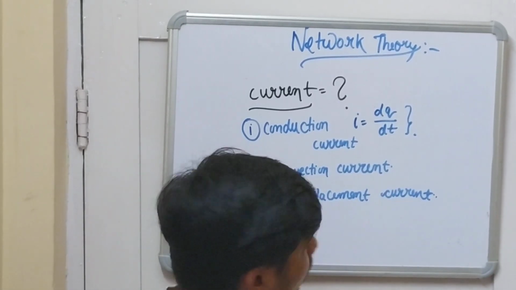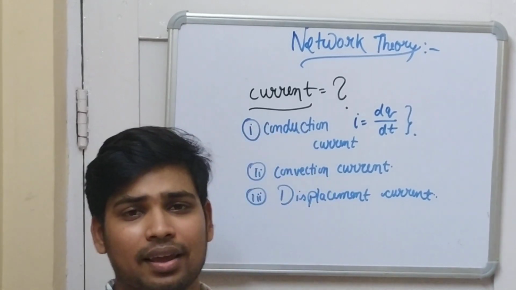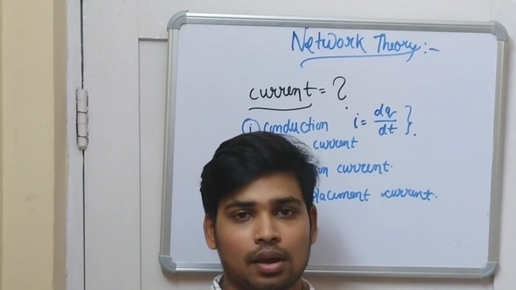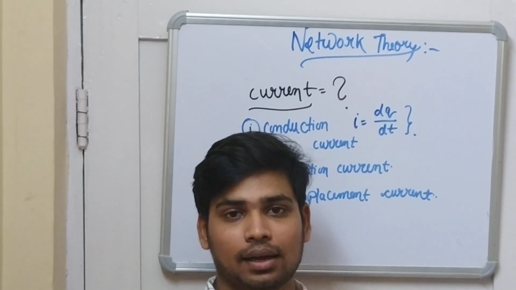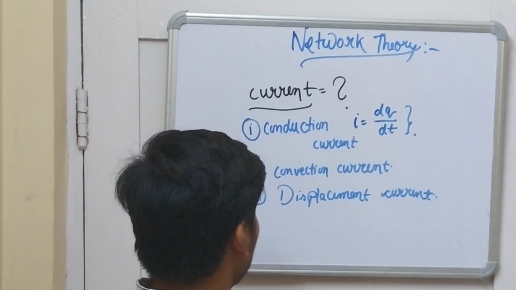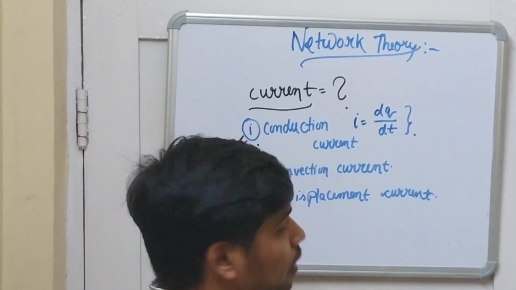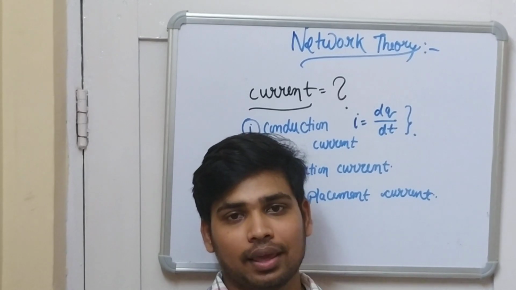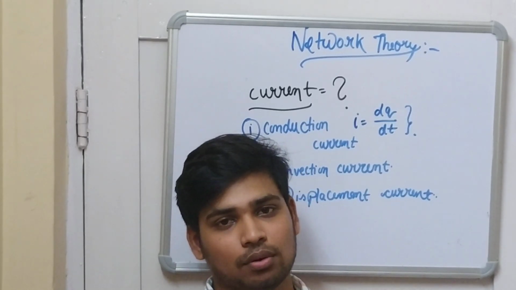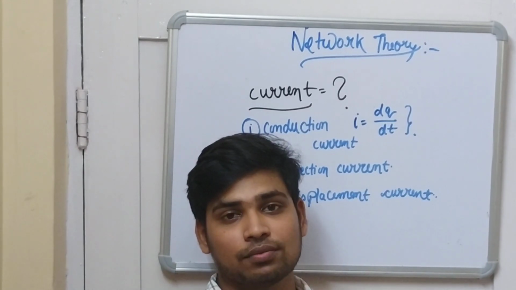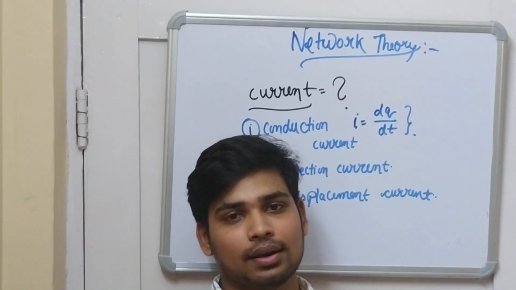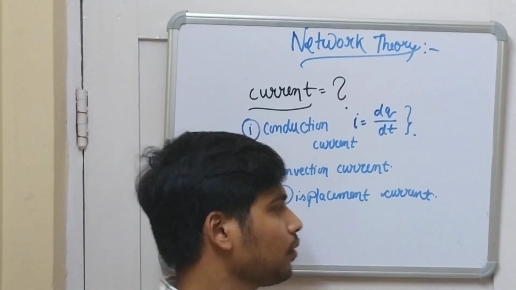Now what is conduction current? It is a current which requires a conducting medium to flow. This is conduction current. Now convection current. It is the current which does not require any conducting medium to flow. Suppose in case of thundering, it is an example of convection current.